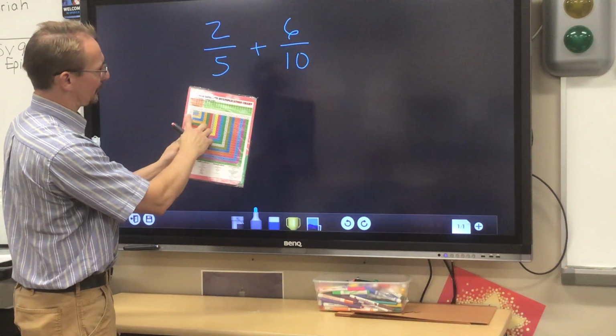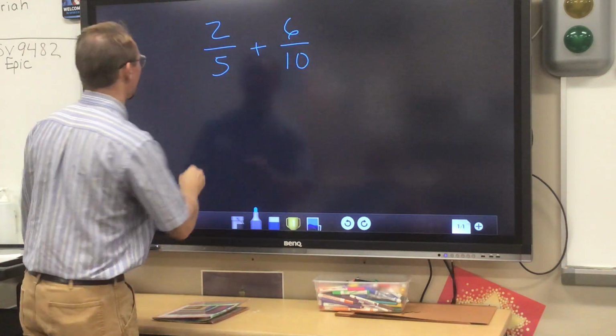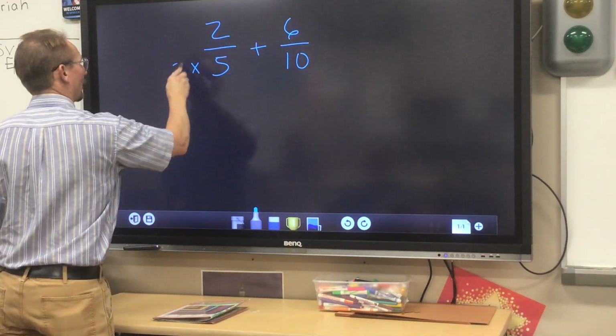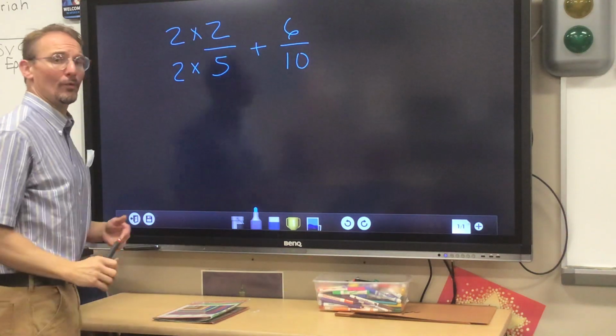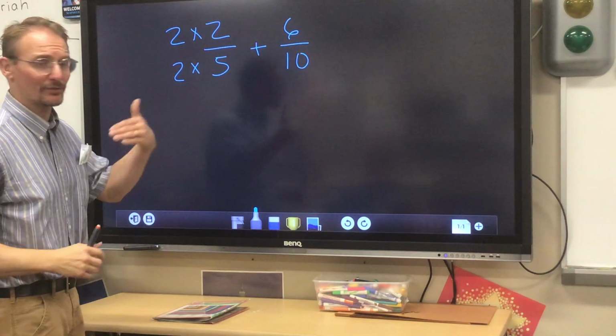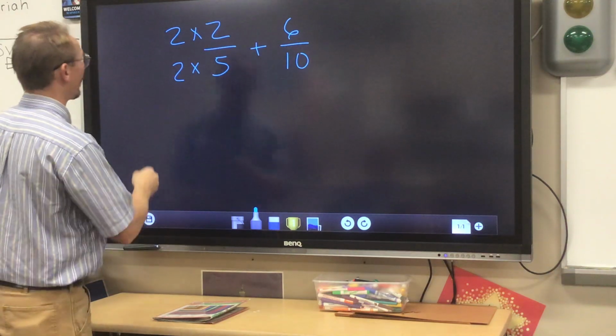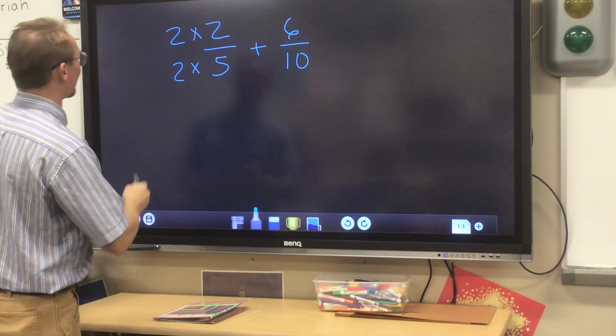Look, 5 can become 10 if I times it by 2. Now here's the trick. Whatever you do to the bottom, you've got to do to the top, or you'll wind up with a faulty fraction. You'll wind up with a fraction that's not the same as what you started with. I'll show you why that is in a minute.